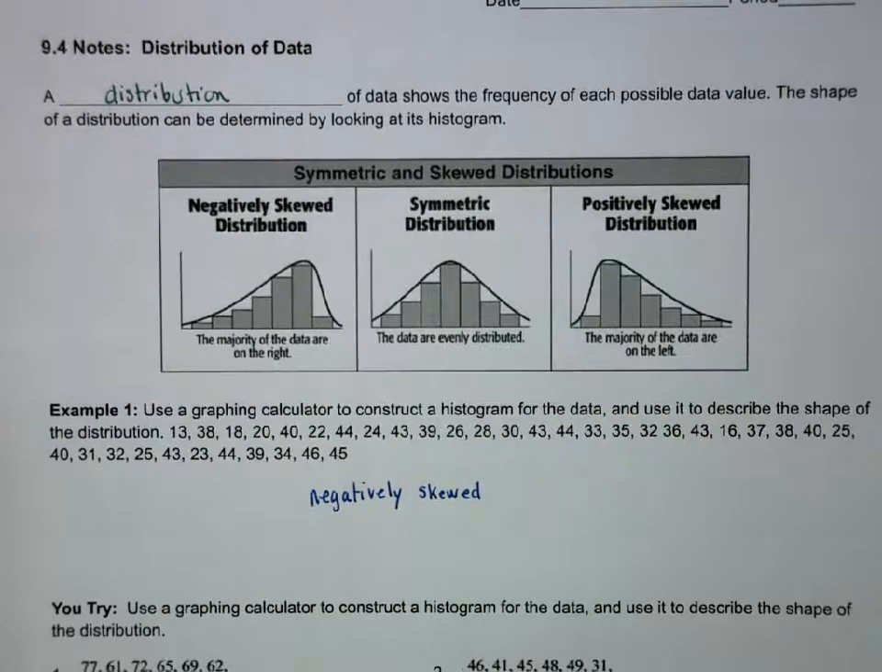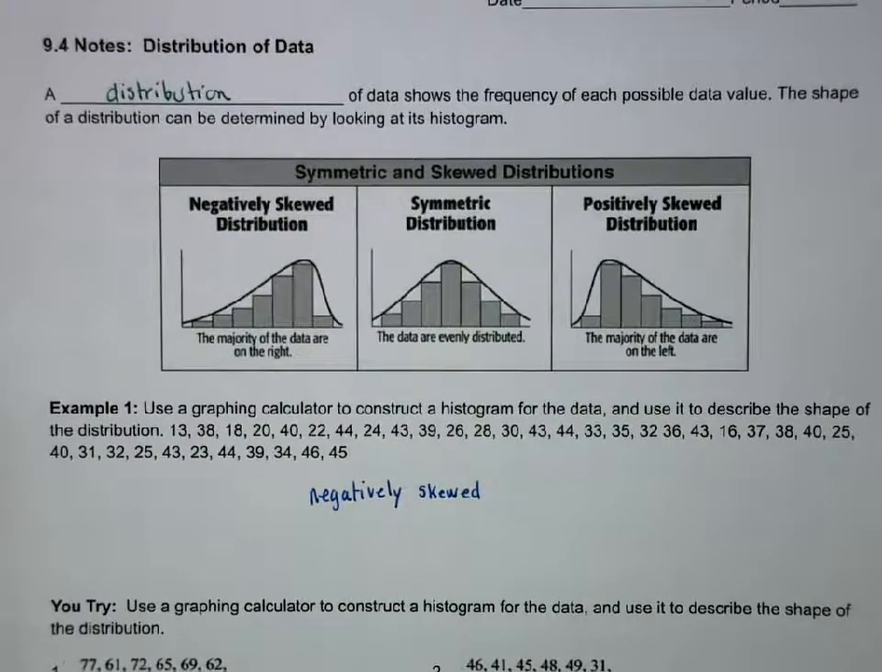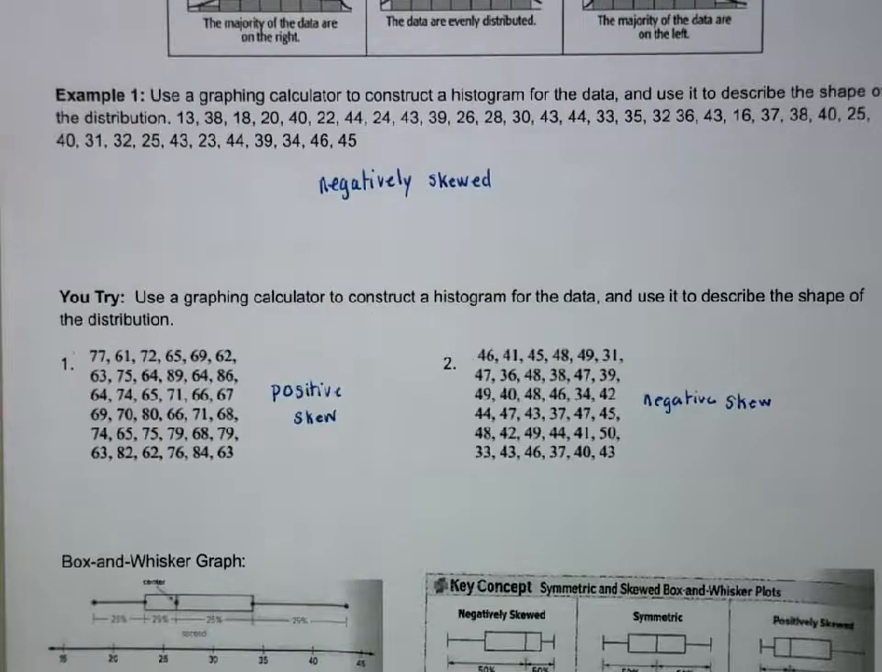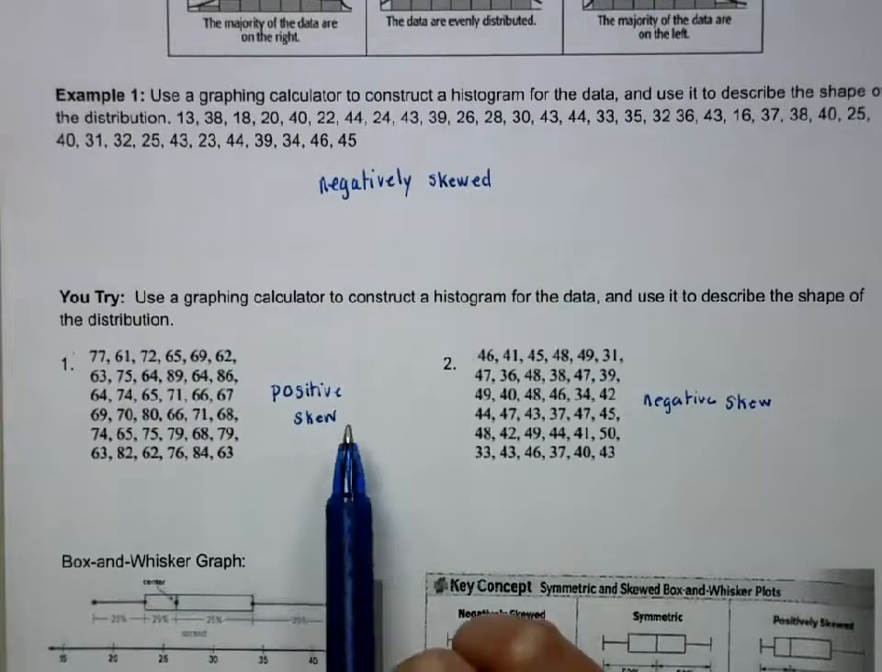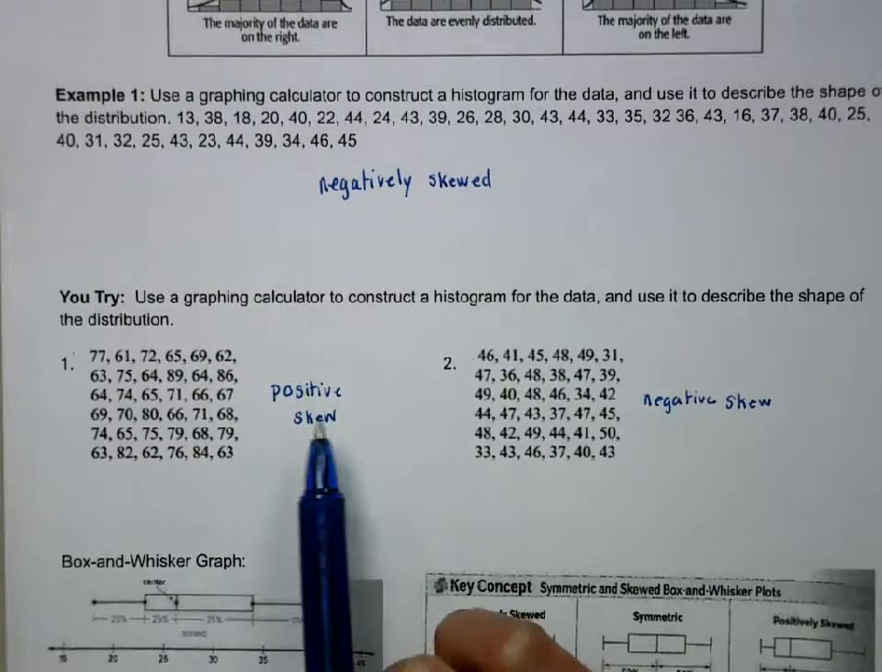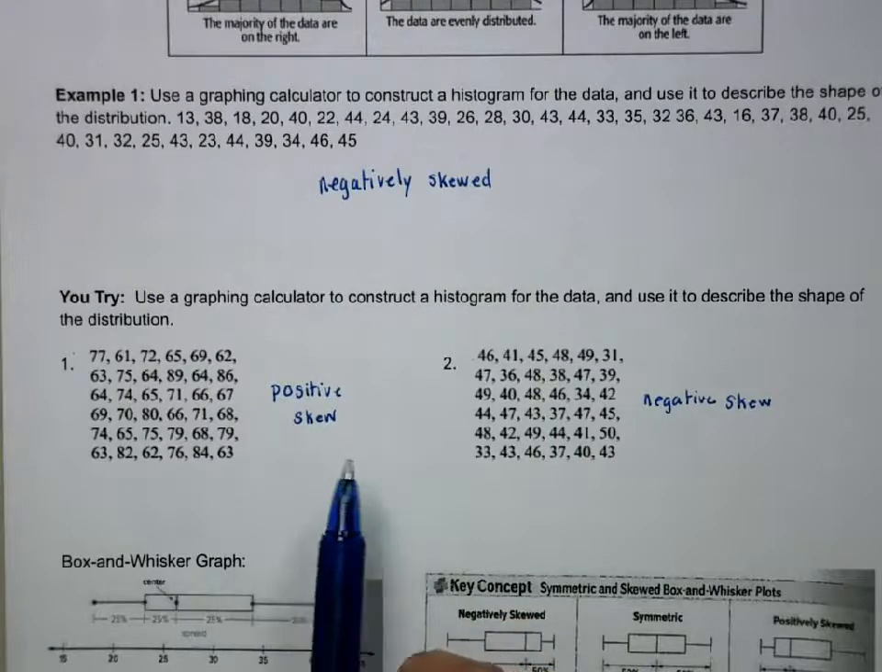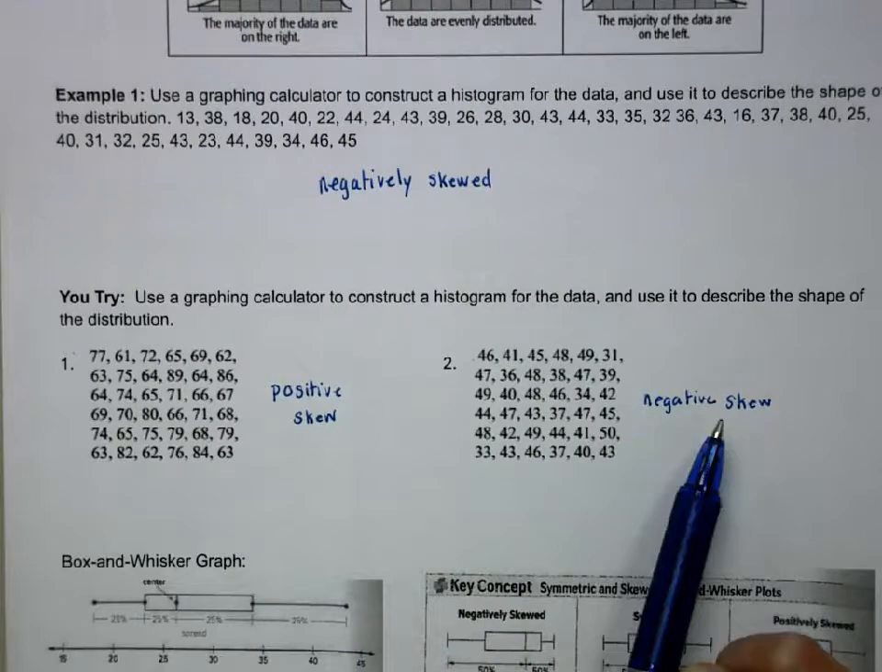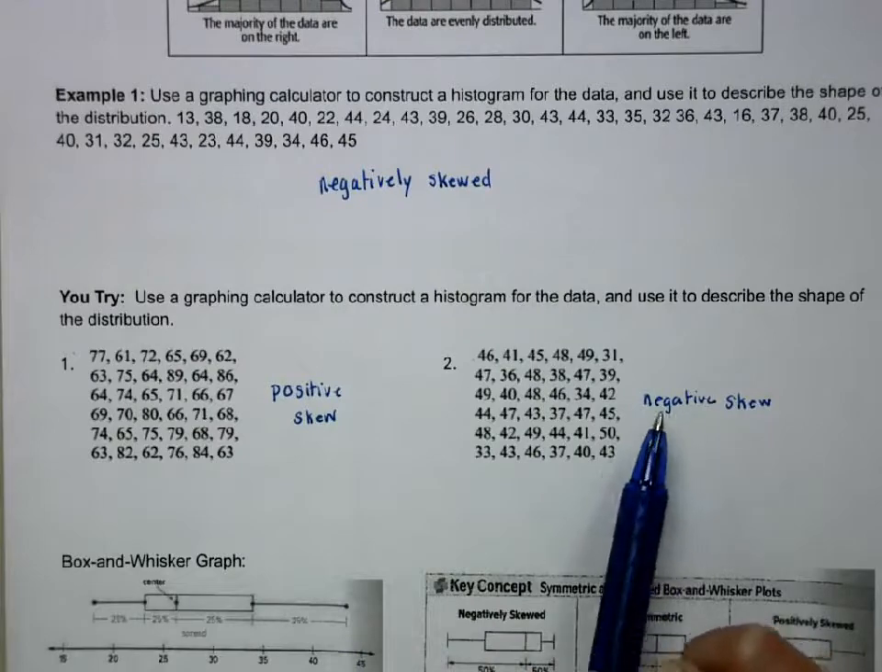You can go ahead and try the next 2. Enter in that data, do the histogram, and see if the data is skewed. When you graph this one, you end up with a positive skew. The tail is on the positive side of things, and then this one is negatively skewed.